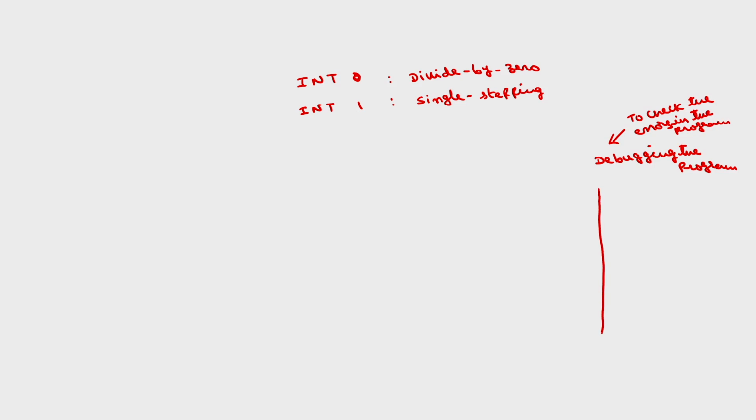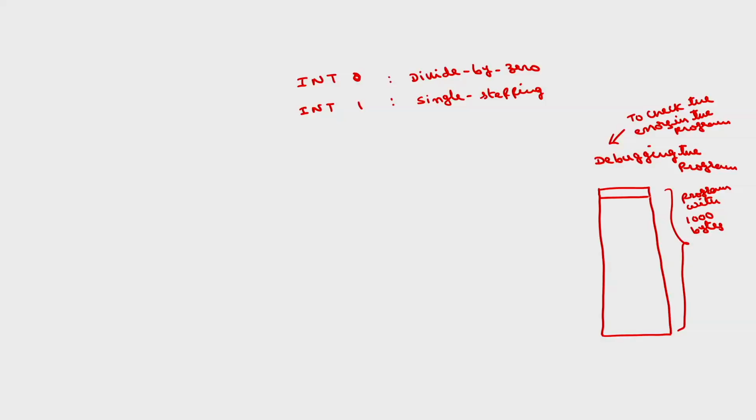Suppose I have a program consisting of 1000 locations, 1000 bytes. If I execute this entire program at once, and after execution I get some error, then it becomes difficult to trace where the error has occurred, because there are 1000 locations. So one easier way to check the errors is, first you execute the first instruction.